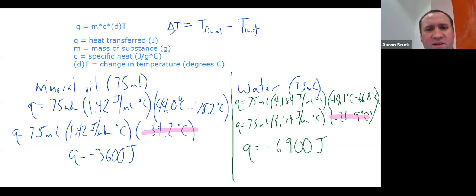So the interesting thing about specific heat is that specific heat tells us a lot about how much energy is required to change temperature. And what's really interesting about that is it takes a lot of energy to heat something up. It also means that it takes a whole lot more energy to cool something down. And so even though both of these substances ended at essentially the same temperature, it took a lot more energy for the water to get there than it did for the mineral oil.